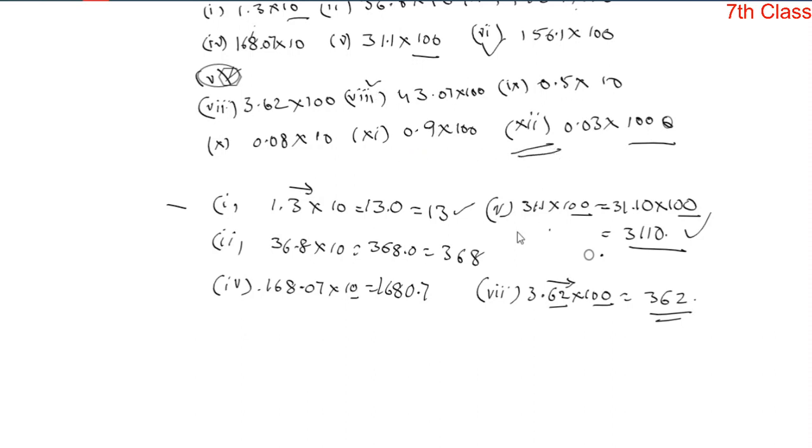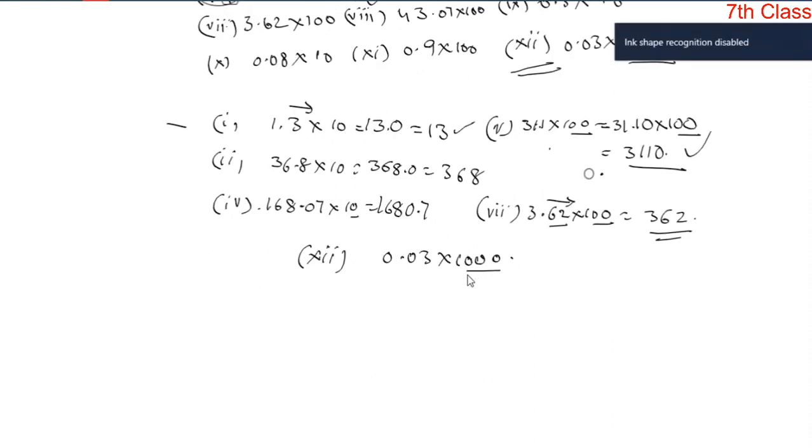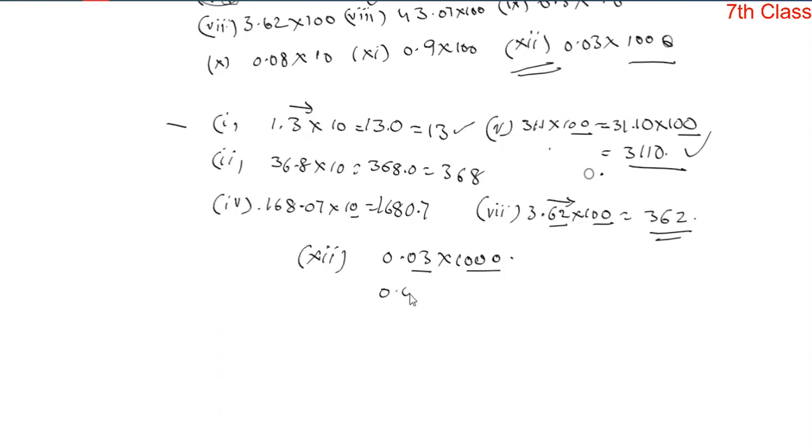Now let me do this 12th one. The 12th one is 0.03 into 1000. In 1000 how many zeros are there? 3. We want to move 3 digits towards right, but here in decimal part only 2 digits are there. So you put some zeros. This can be written as 0.03000. You can put some zeros, nothing is wrong. Why? Because after the point, zeros have no value. If we cancel the zeros, 0, 0, 0, we get back the same 0.03.